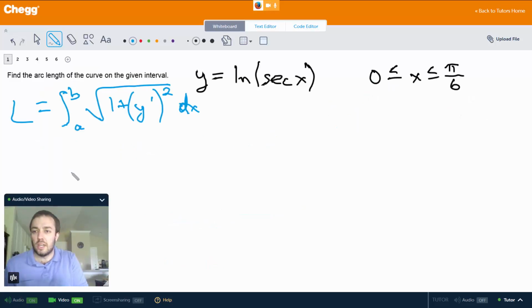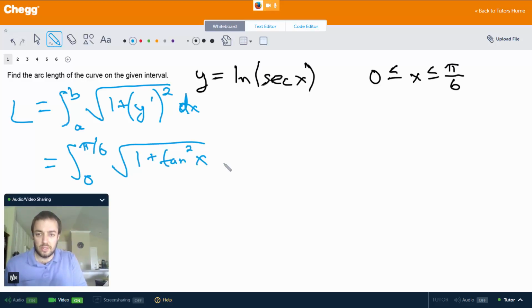Now going back over here, we have the integral. What's a and b? Well, we're just given a and b. A is 0, b is pi over 6. The integral from 0 to pi over 6 of the square root of 1 plus tangent squared of x dx. All right, now how do we proceed? What do we do next?